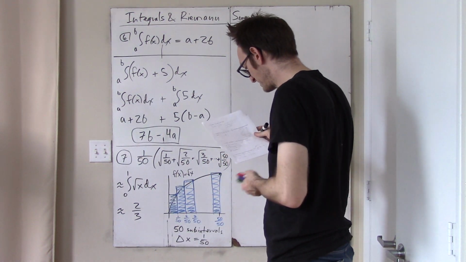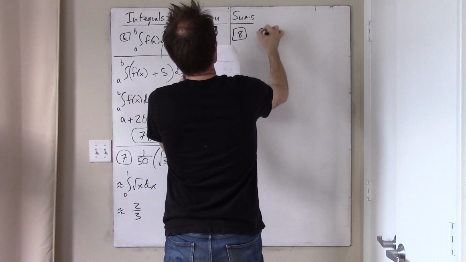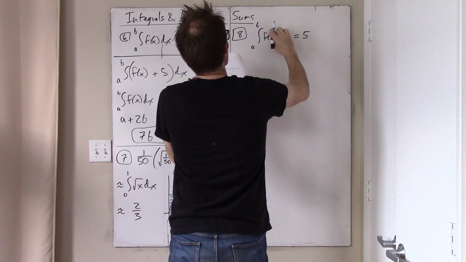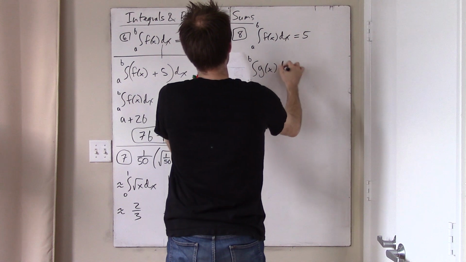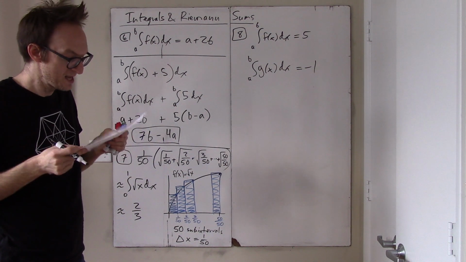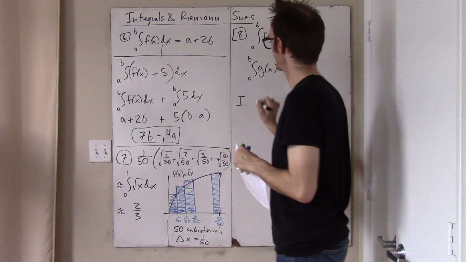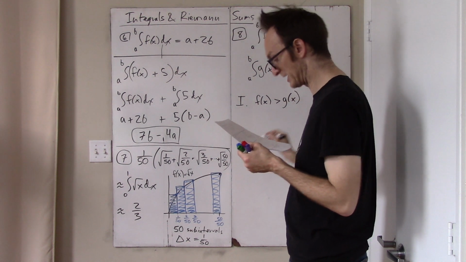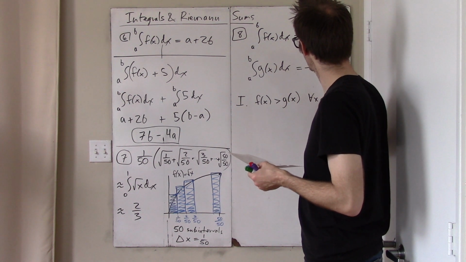man, some of these I want to just skip, but okay, I guess we just keep going. So number 8, the integral from a to b of f, they tell me is 5, and the integral from a to b of g, they tell me is -1. And now I have to answer these questions. Is f always bigger than g? So sort of Roman numeral 1. Is it the case that f is greater than g for all x on the interval a, b?